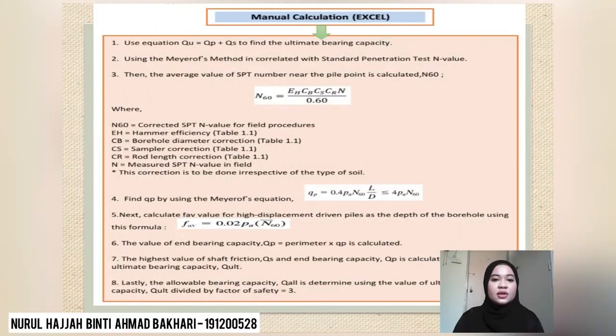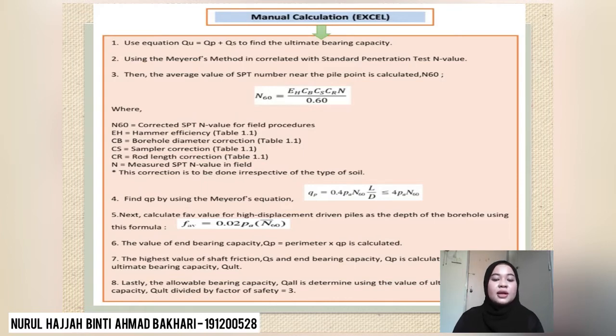Okay, for manual calculation, in order to find Q ultimate, we are using Meyerhof's method in SPT. But the first thing, we need to know the value of N60 so that we can substitute it into the Meyerhof equation in order to find the QP. The friction value for a displacement driven pile also needs to be calculated.